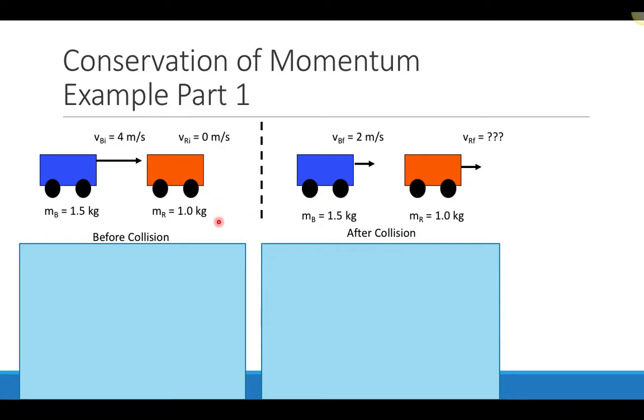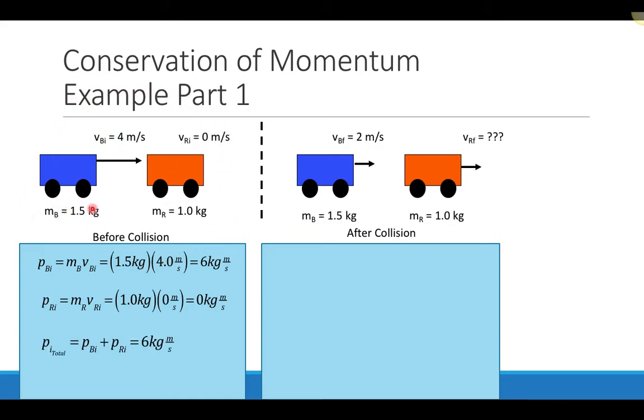So we can start by determining the momentum of the blue cart initially. And the initial momentum of the blue cart is the mass times its velocity. So 1.5 times 4 is 6 kilogram meters per second. And I can determine the momentum of the red cart. And of course, it's at rest, so its initial momentum is just 0. So before the collision, the total initial momentum of that system is just adding the momentum of the blue cart to the momentum of the red cart. So 6 plus 0 is 6 kilogram meters per second.